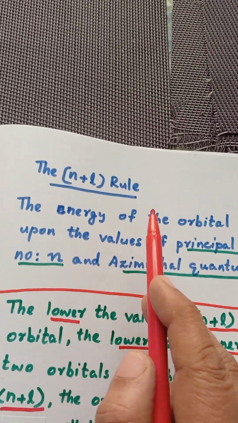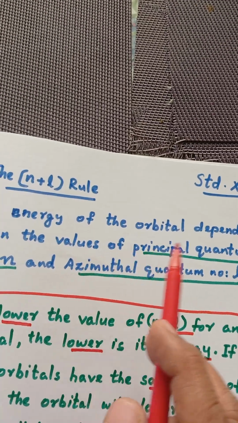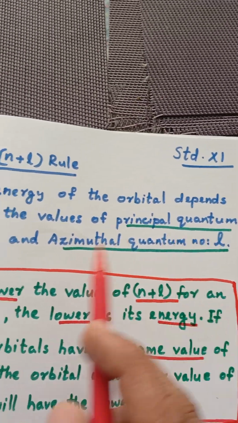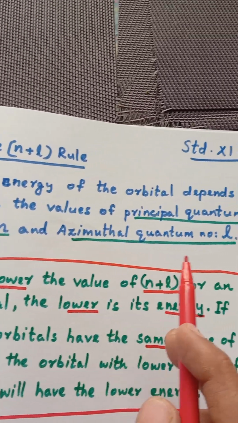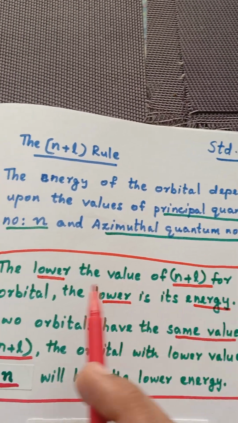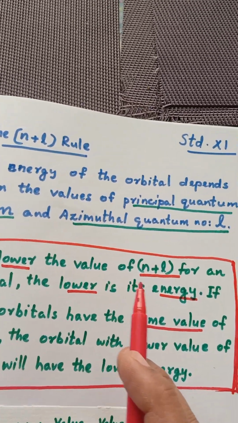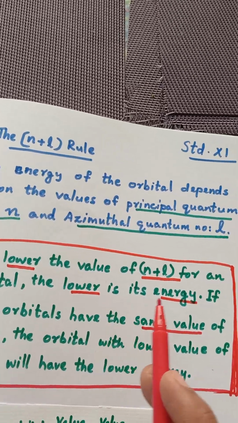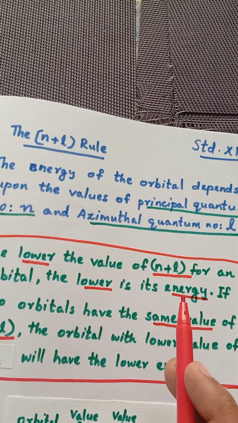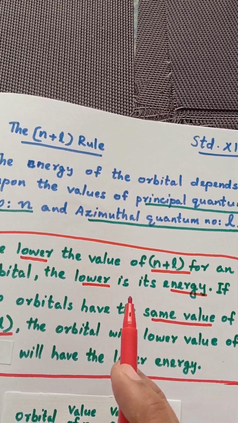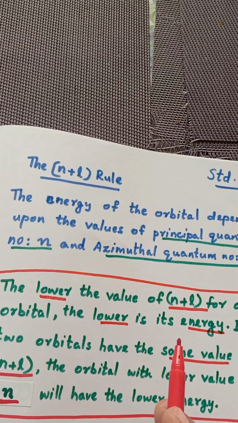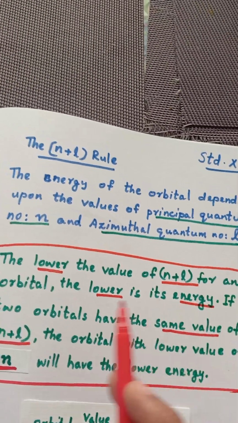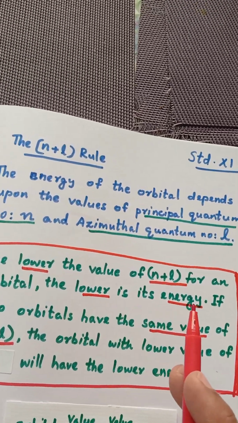The n plus L rule. The energy of the orbital depends upon the value of principal quantum number n and azimuthal quantum number L. The lower the value of n plus L for an orbital, the lower is its energy. We have to use this information for filling up the orbitals or for writing the electronic configuration. So the lower the value of n plus L for an orbital, the lower is its energy.